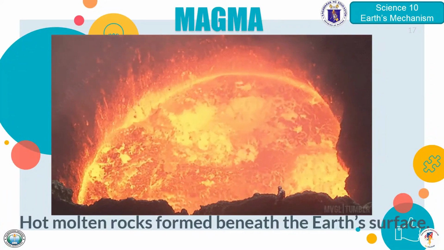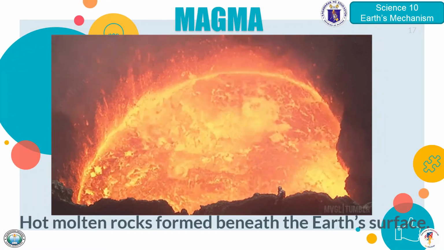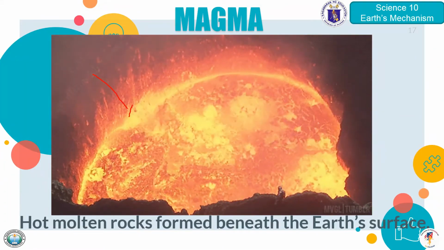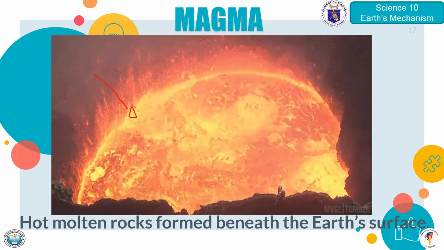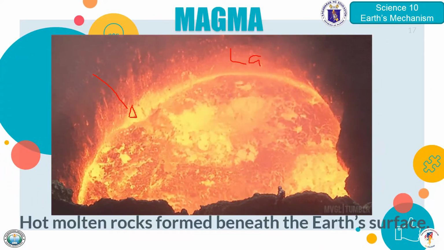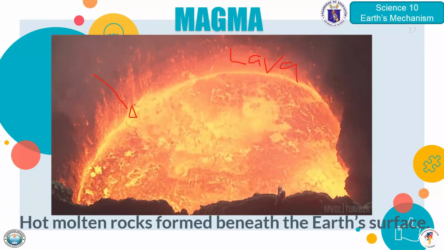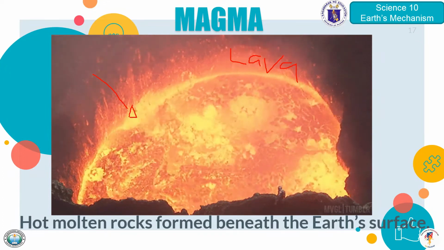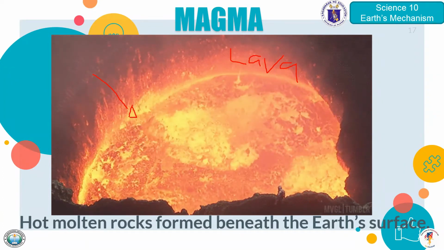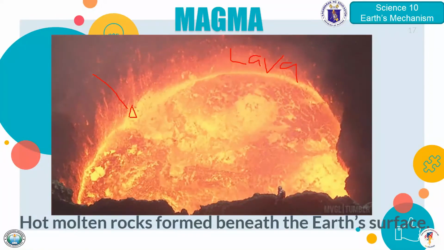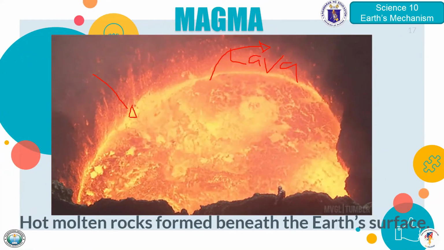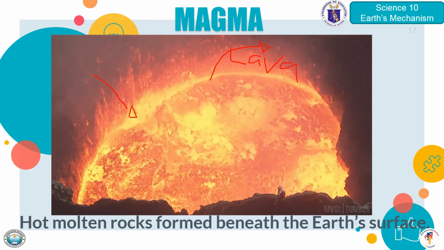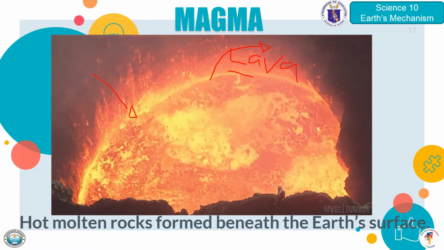Magma refers to hot molten rocks formed beneath the Earth's surface. By the way, do you know the difference between magma and lava? Actually, they are made up of the same material. The only difference is that when magma is spewed out and released to the Earth's surface, then the correct term now would be lava.